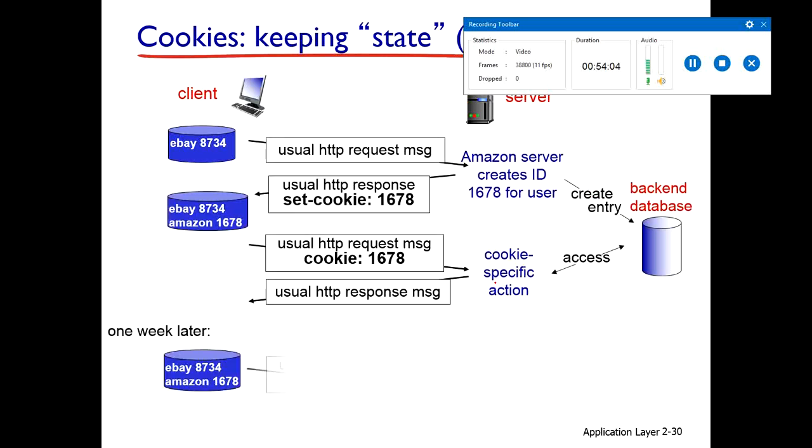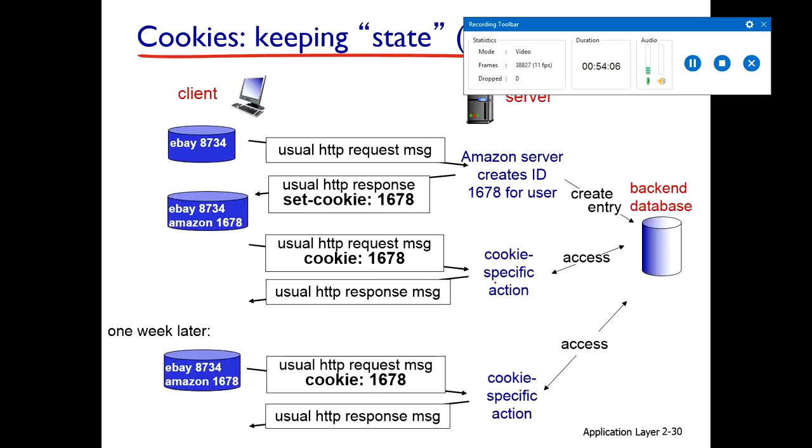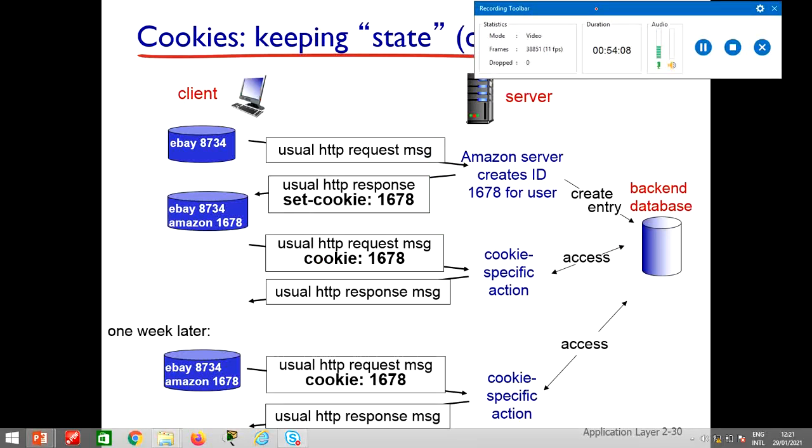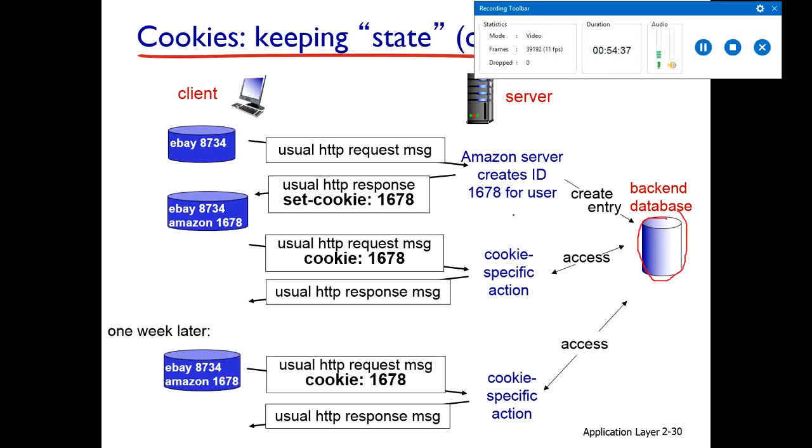Now let's understand it better. For example, we just talked about this. Let's assume this is a client and this is a server. Now a usual HTTP message is sent to the server. Let's assume that the server is Amazon. When the first request is sent, Amazon will create 2 things. First, it will create a user ID, let's assume 1678, and it will create an entry for this ID in the backend database.